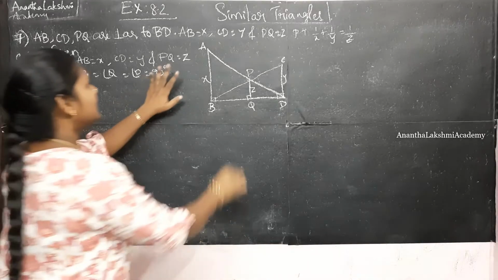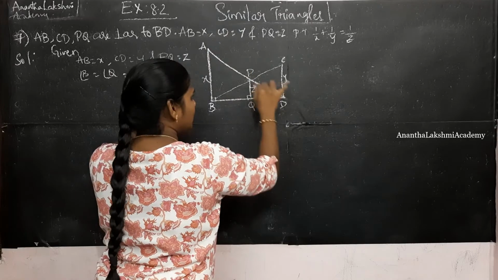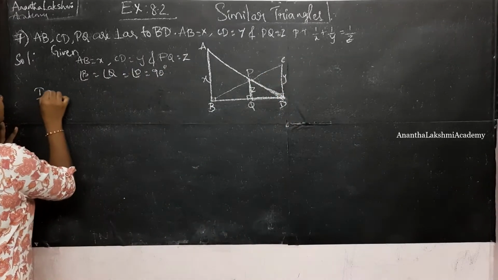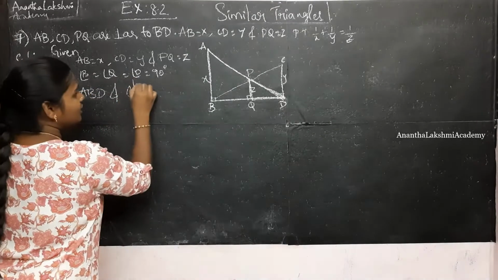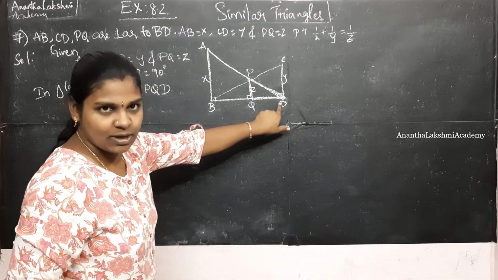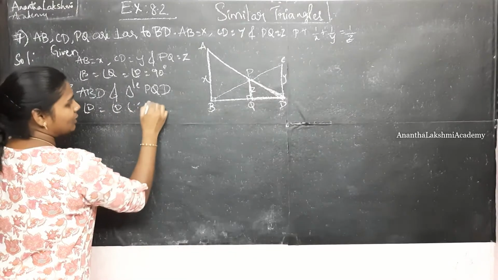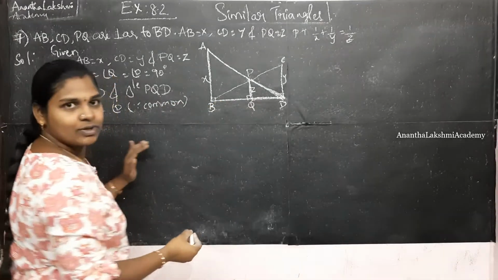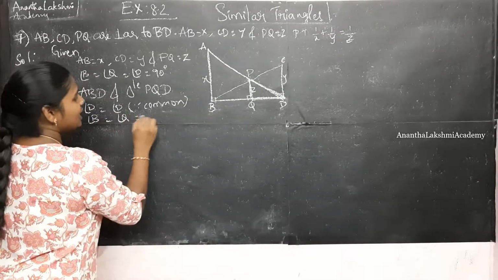Okay, so let us consider the triangle ABD and PQD first. In triangle ABD and triangle PQD, what is common for them? First thing is D is common. Angle D is equal to angle D, since common. Next, angle B is equal to angle Q is equal to 90 degrees. That is what is given.